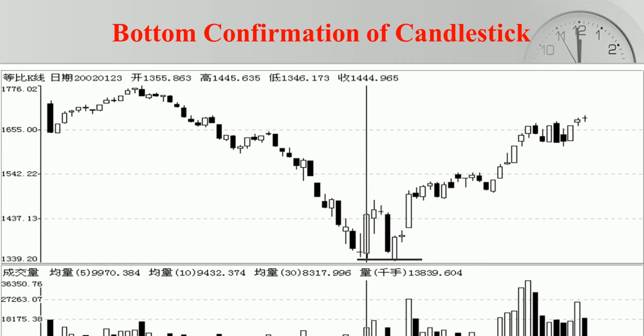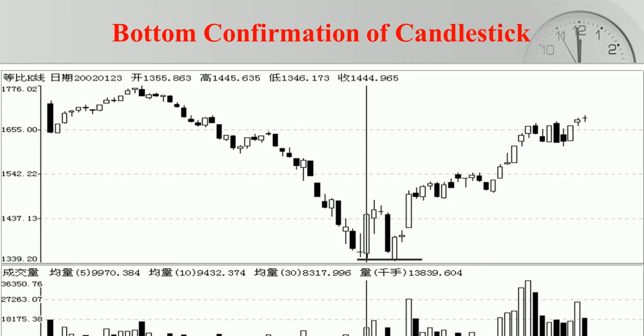The price drops, okay? The big bullish candlestick appears on high volume. So you should know this is the bottom area. But how to confirm? If you see the next day the price falls, there are two possibilities. Maybe the price drops, touches the half of the candlestick, then goes up again. This is one possibility.